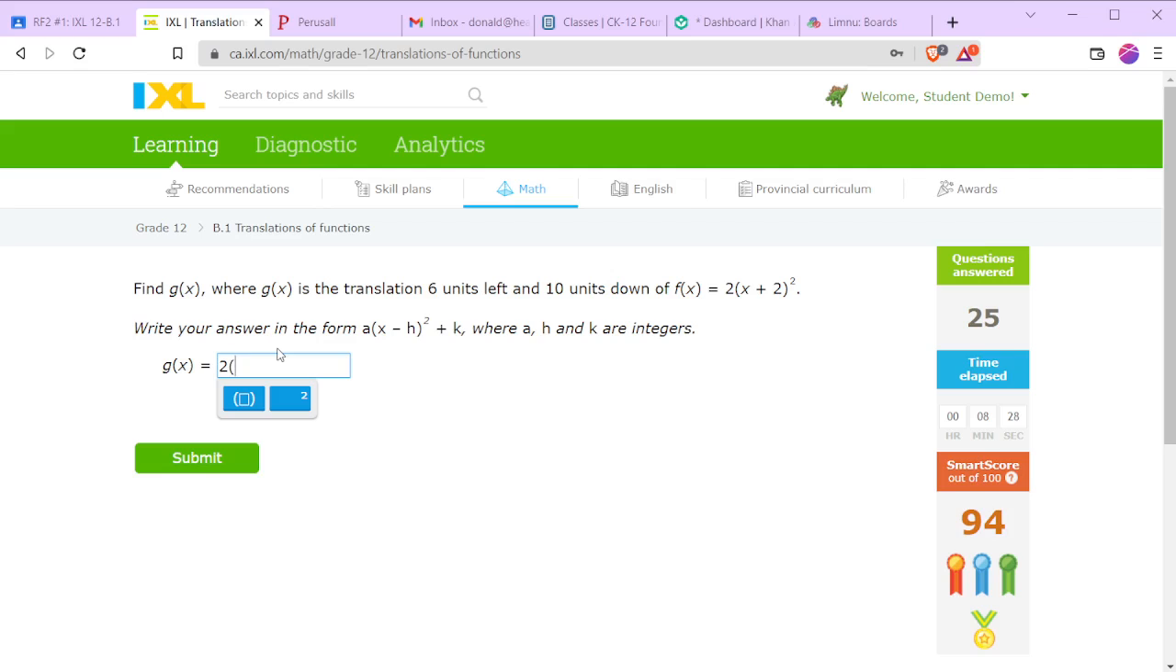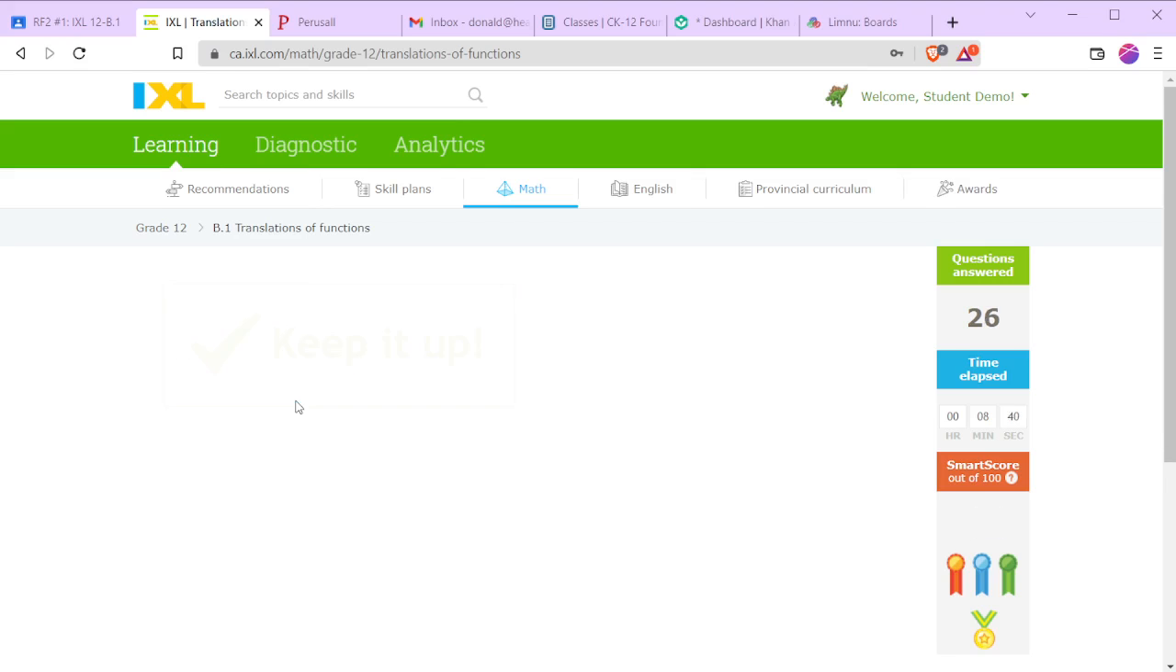Now, 6 units left, our x becomes x plus 6. We add the 2 to get x plus 8. And then 10 units down, we just subtract 10.